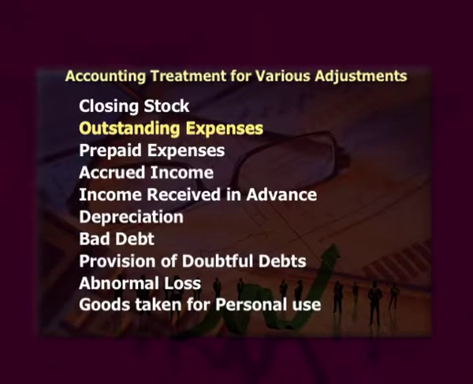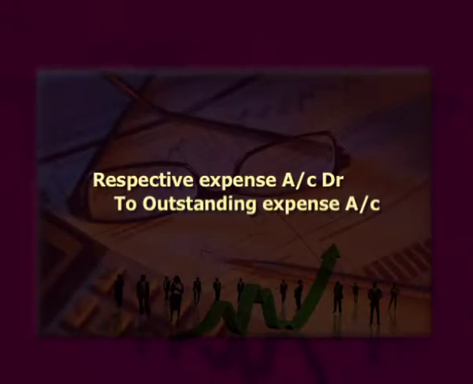These are the expenses or part of expenses which are due but not paid. For recording the same, the following adjustment entry is passed: respective expense account is debited to the outstanding expense account. It shall be presented in the financial statement as it is debited to trading and P&L account in case of direct expense or indirect expense respectively, on the liability side of the balance sheet under current liabilities.